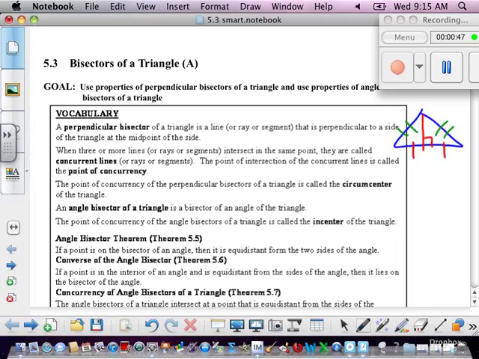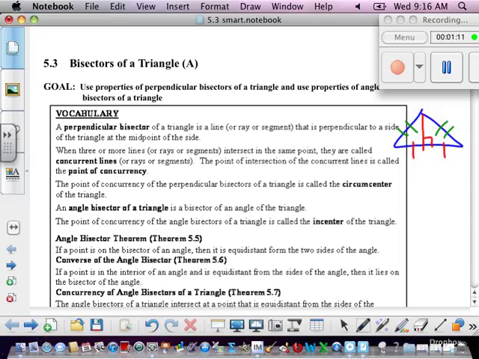And we also know the two sides are equal to each other. When three or more lines or rays or segments intersect in the same point, they are called concurrent lines. The point of intersection of concurrent lines is called the point of concurrency. First we've got mid-segments. They don't have a point of concurrency. Now we've got perpendicular bisectors. They have a point of concurrency. If we have three of them, they meet in the middle.